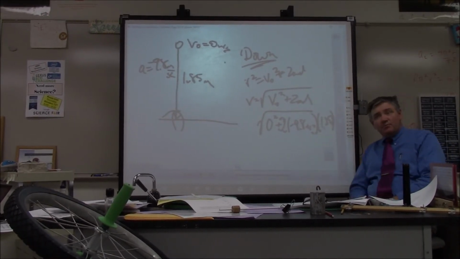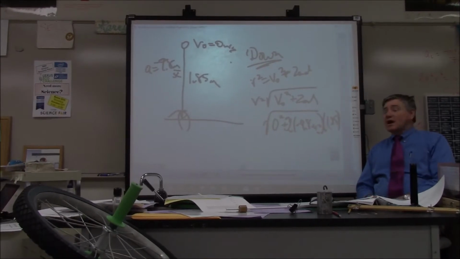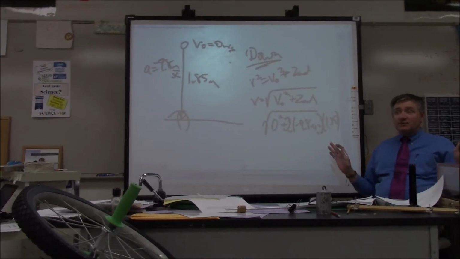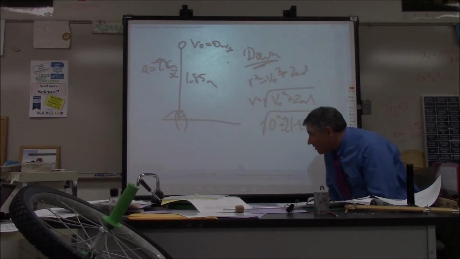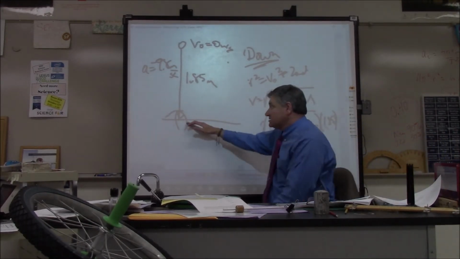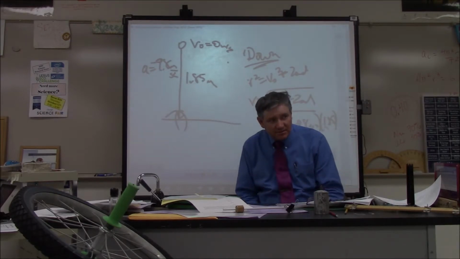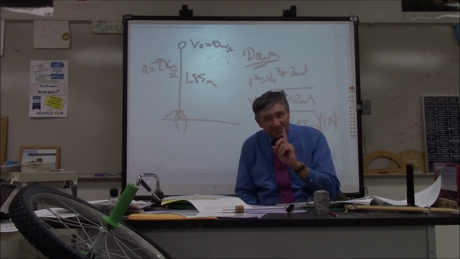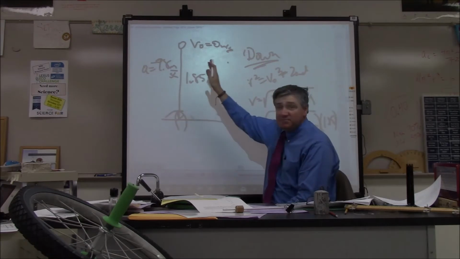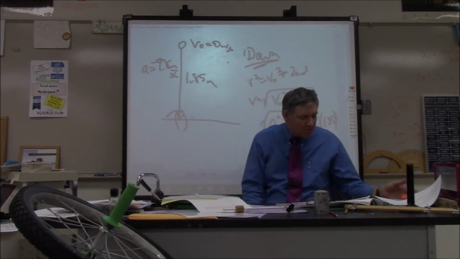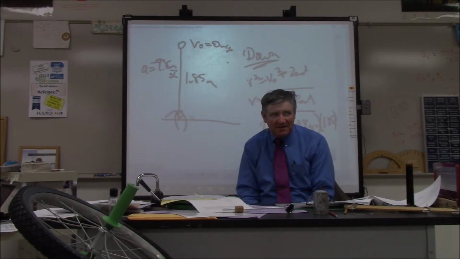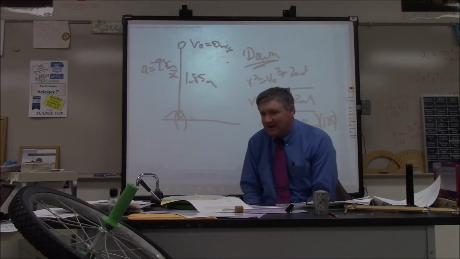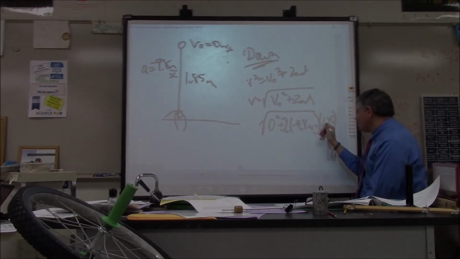But can I make the 1.85 negative? Yes. Now, can I just randomly make it negative? No. There has to be a mathematical basis for it. So here's the trick. When this thing lands, what's its final position? Its final position is 0. What's the initial position? 1.85 meters. How do you calculate displacement? Final minus initial. If I take 0 minus 1.85, I get negative 1.85. Miracle of miracles.